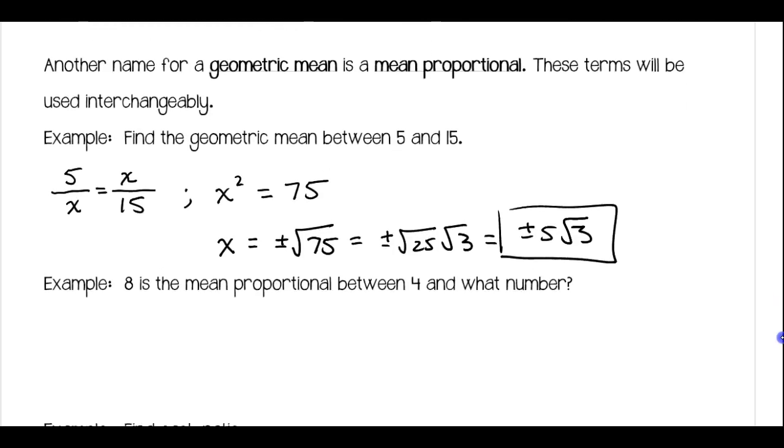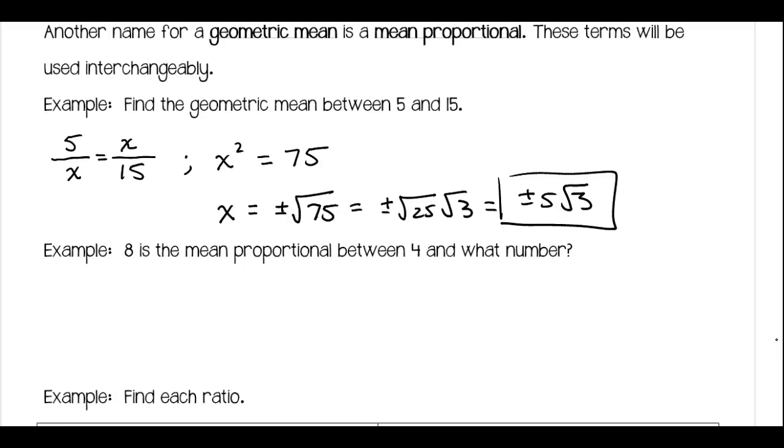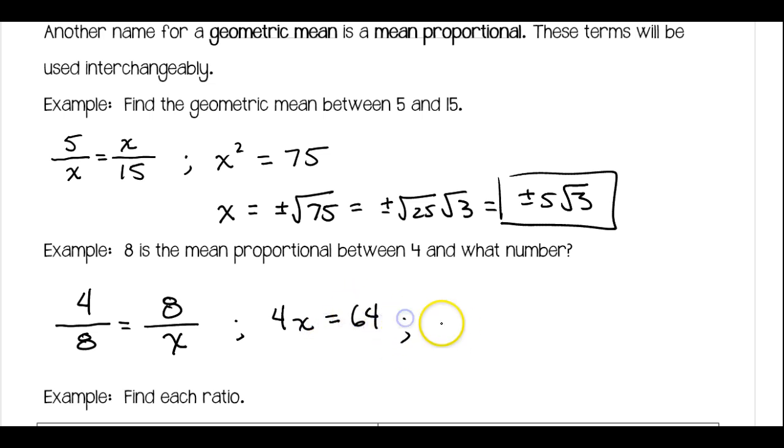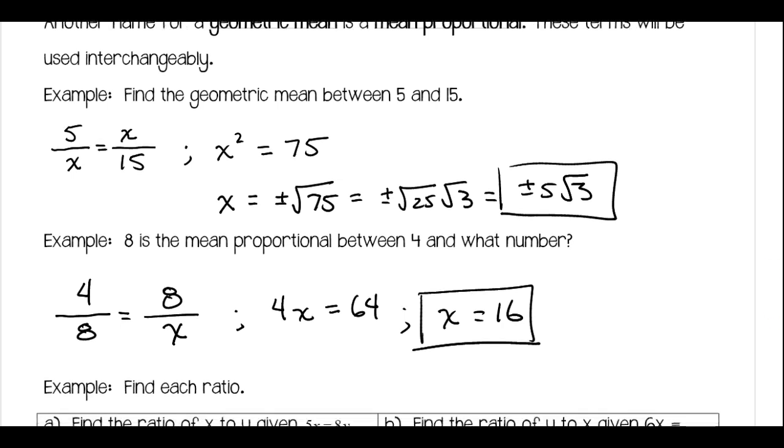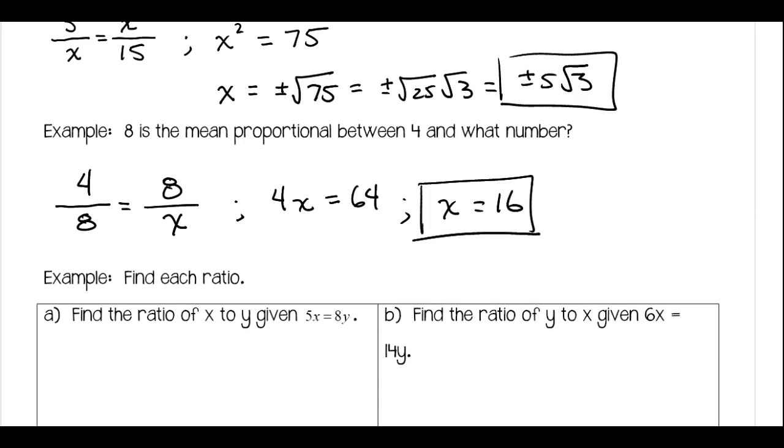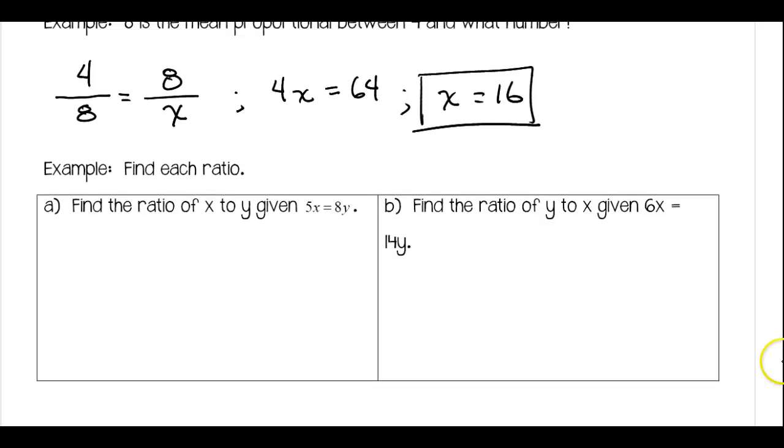Okay, next example: 8 is the mean proportional between 4 and what number? So I know 8 is the mean proportional, so I know that 8 has to go in the means, and it's going to be between 4 and some other number that we don't know. Again, cross multiply, means extremes products theorem, because we're ending up with products. So 4x is equal to 64, which means that x is equal to 16. All right, as usual, if you have questions, there's plenty of room in the margins to write your questions and ask me when you see me in class.